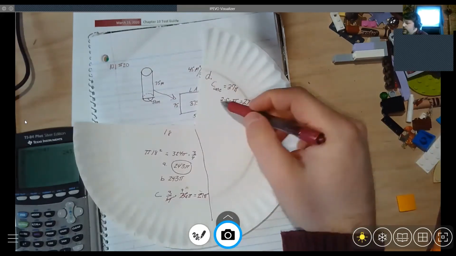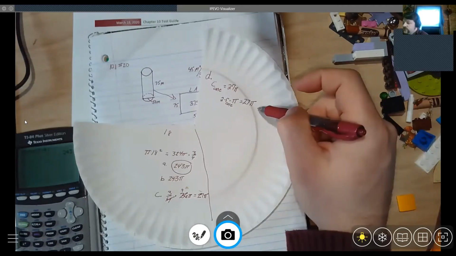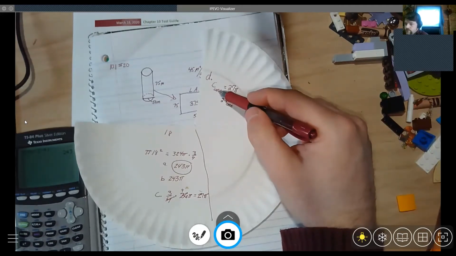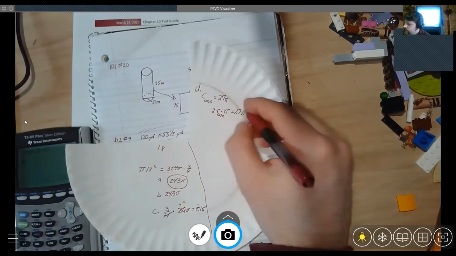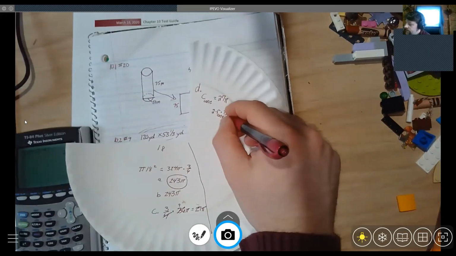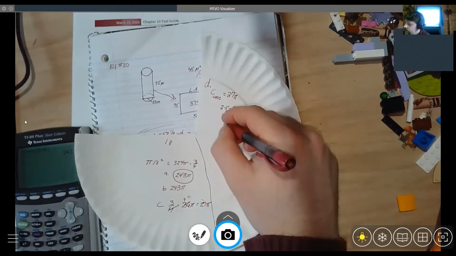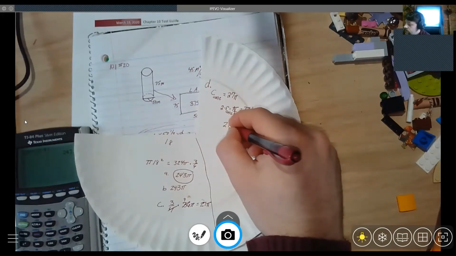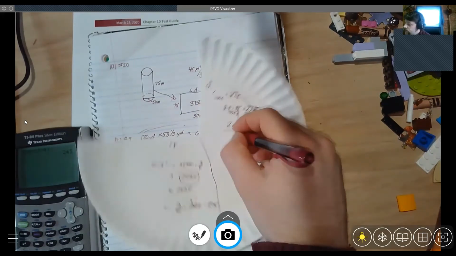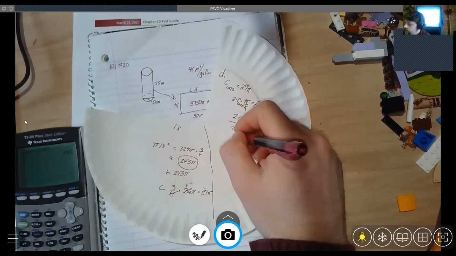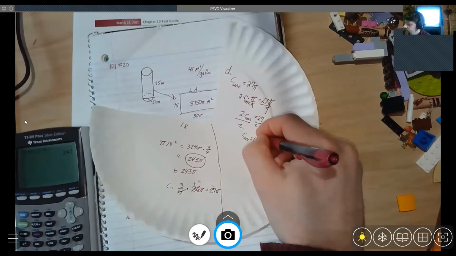I don't know the radius of the cone, but if I knew it, and I took 2 times the radius of the cone times pi, I would get 27 pi, the circumference of the cone. Hopefully you're following that logic. So I can solve this though. I can divide each side by pi. Those will cancel, and I'll get 2 times the radius of the cone is 27. So divide both sides by 2. The radius of the cone is 13.5.